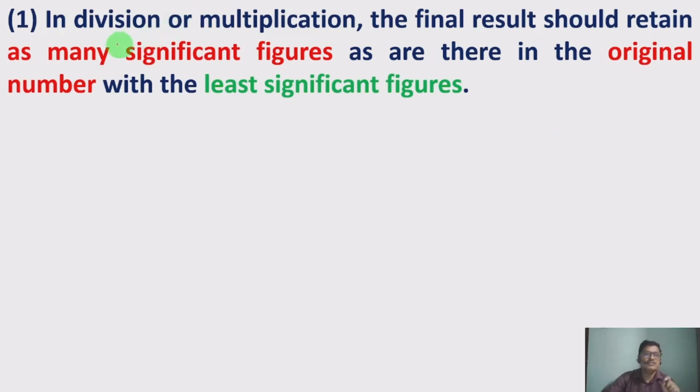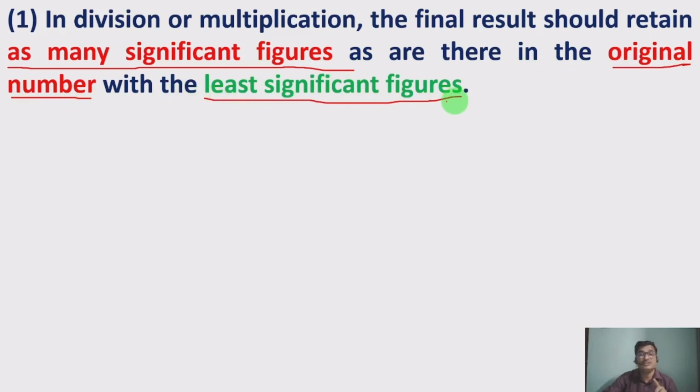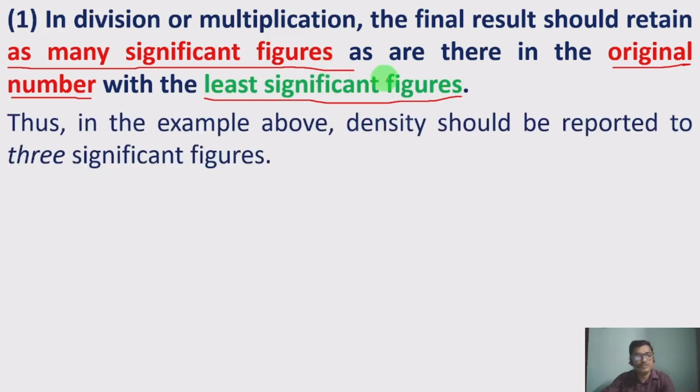In that first one, in division or multiplication, the final result should retain as many significant figures as there are in the original number with the least significant figures. The original number which has the least significant figures, that many significant figures the result should have. For example, we'll take here.